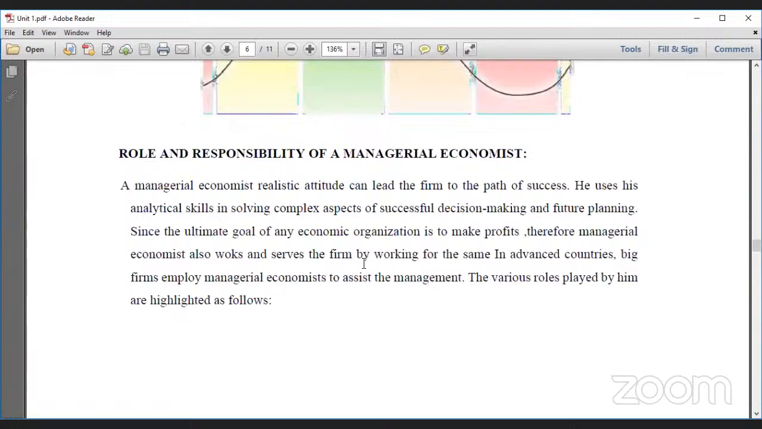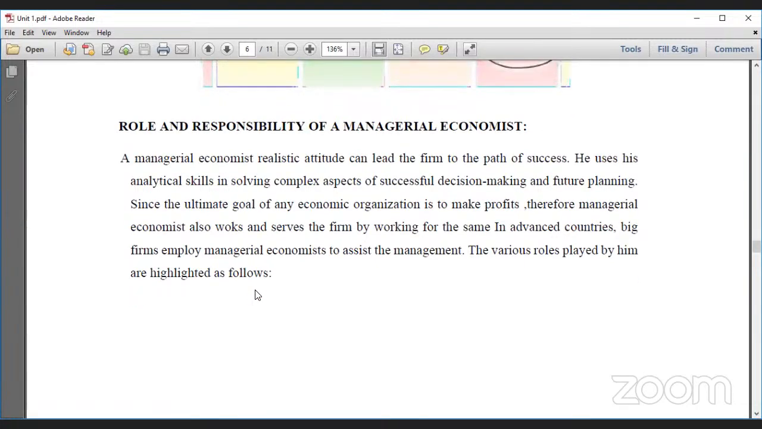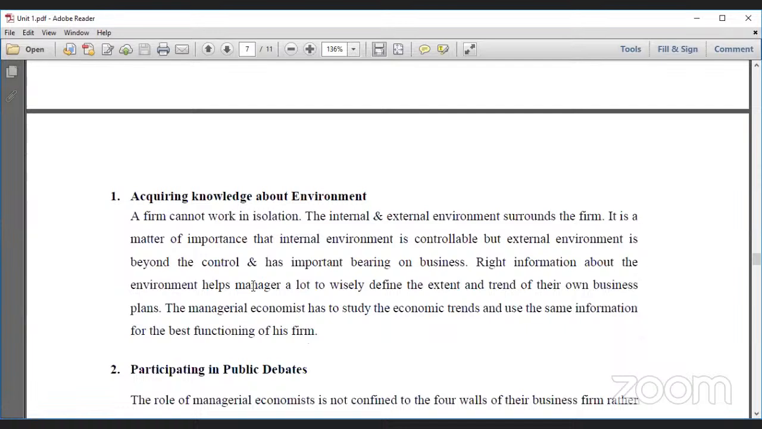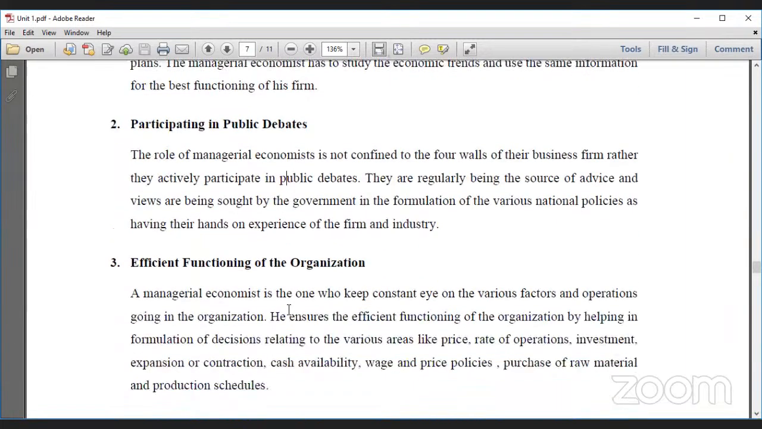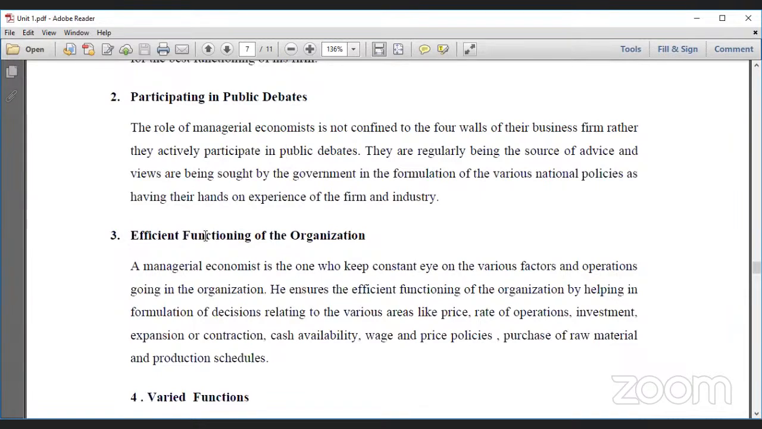Then the role and responsibility of managerial economists. First, acquiring knowledge about the environment. What environment? Business environment. They should have a better understanding of business economics, demand situations, etc. Then participating in public debates. Participation in public debates should increase knowledge, and you can get advice and suggestions from the experts, so that you can apply these policies to your own organization.